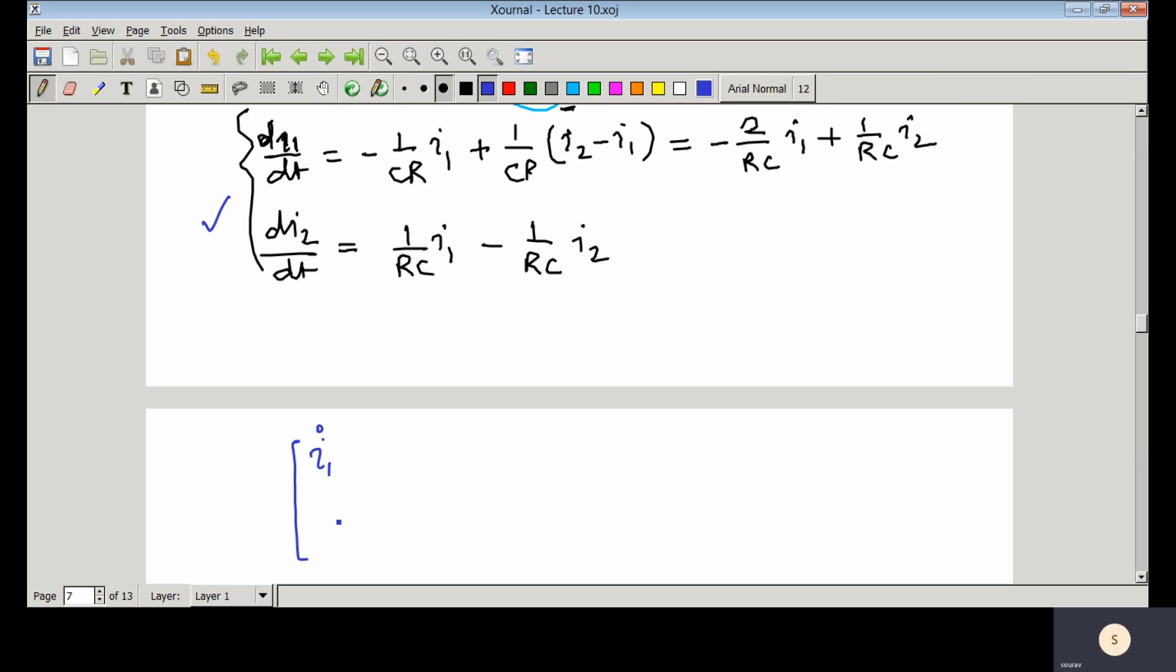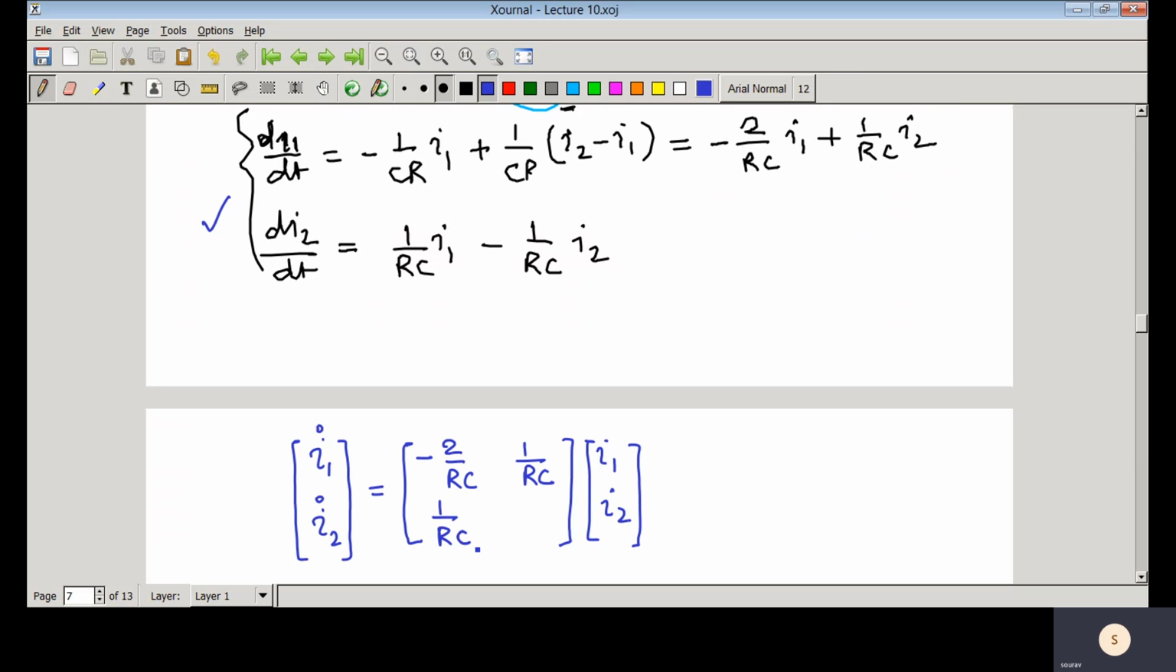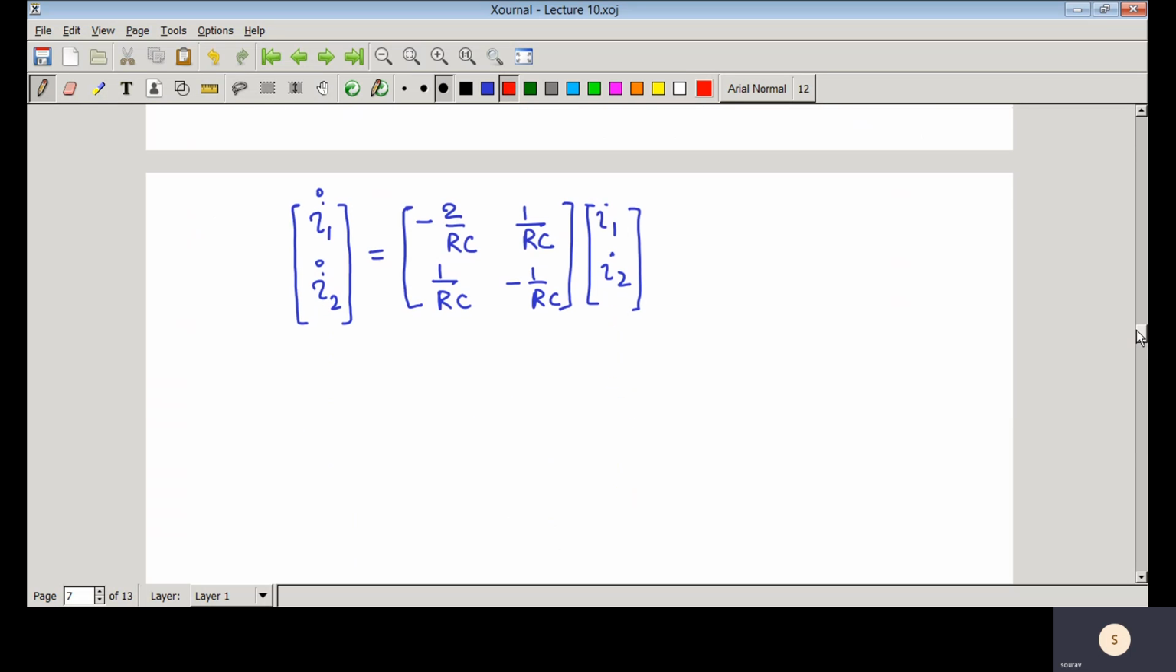Now if we write those two differential equations in matrix form, we will get I1 dot, I2 dot, and this one is minus 2 by RC, then 1 by RC, and here you have that state vector, that is I1 I2, and the second equation is 1 by RC, minus 1 by RC. So let us define this matrix as A.